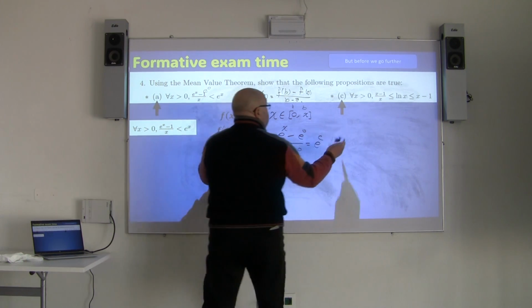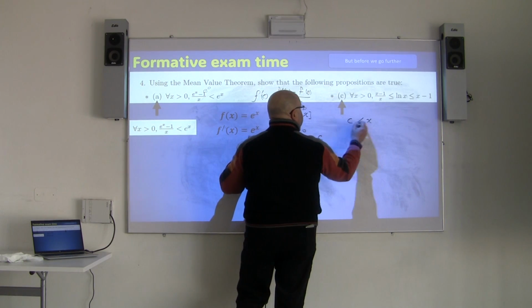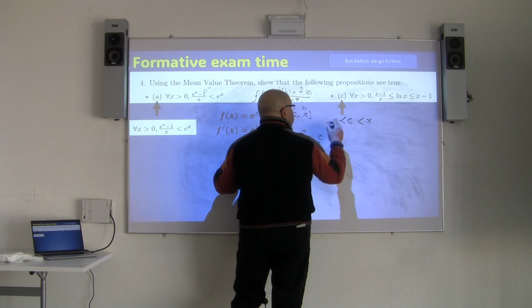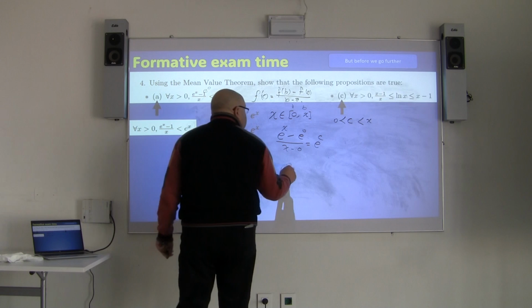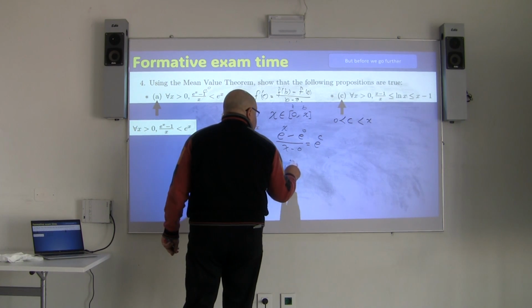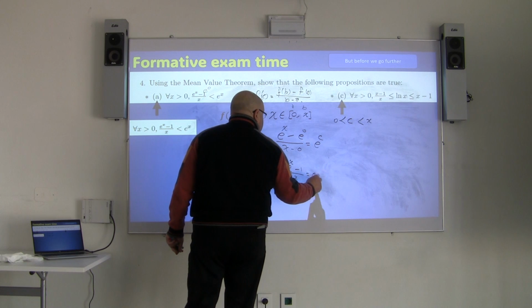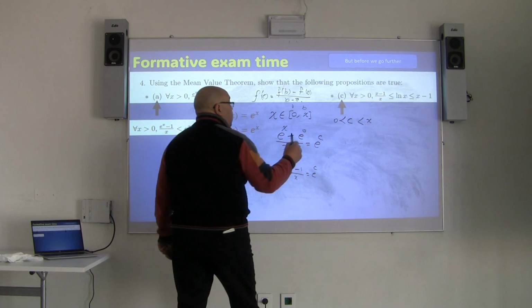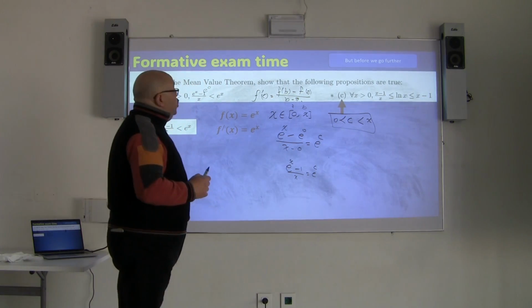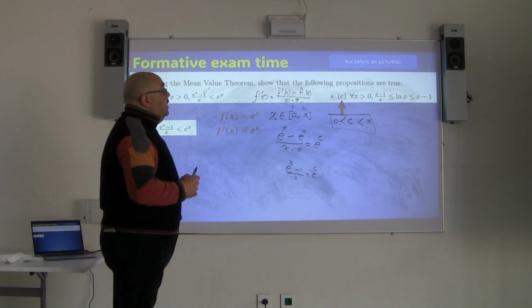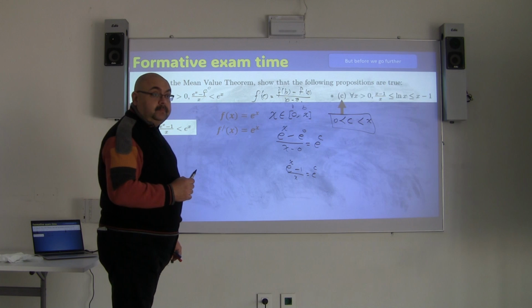Of course, we know that c is less than x and greater than 0. It's in between this interval. Now I'm coming a little bit closer: (e to the power of x minus 1) divided by x is equal to e to the power of c. I'm coming a little bit to this relation, that c is greater than 0 and less than x.